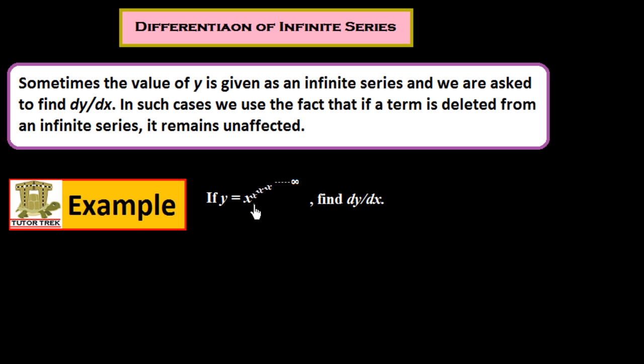If y is equal to x power x power x up to infinity, we have to find dy over dx. If we delete this x here, the remaining is x power x up to infinity, because it is an infinite series and it doesn't affect anything if we remove this x. So that would be y again. So we could write y is equal to x power y.